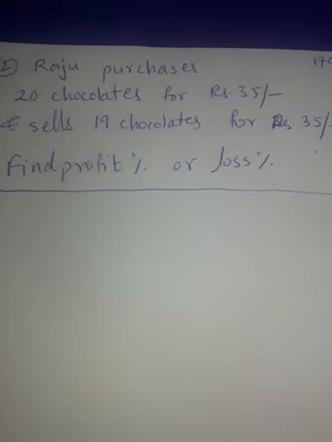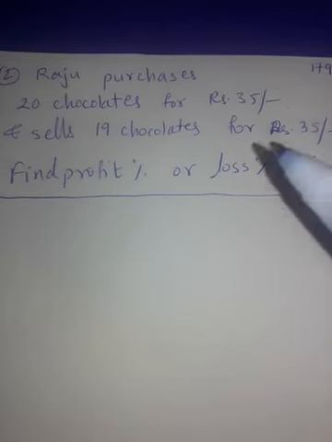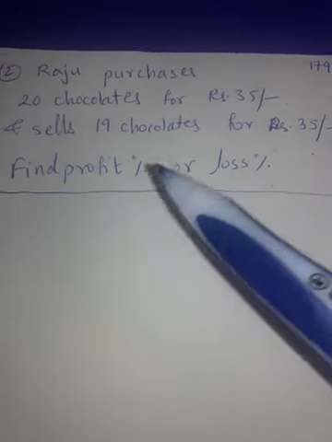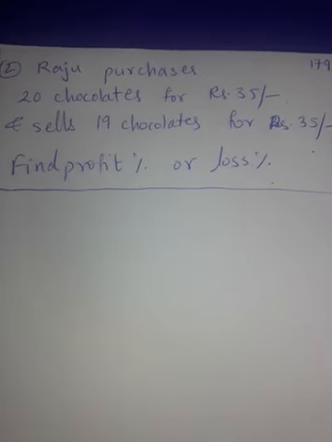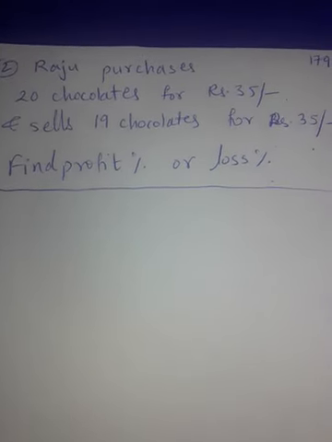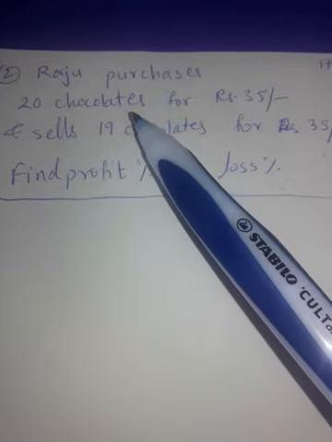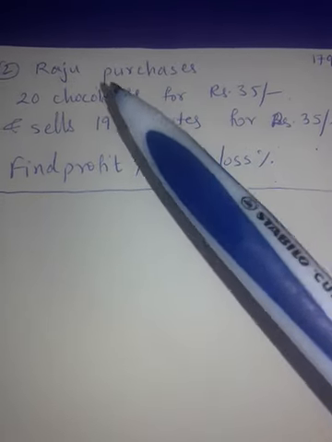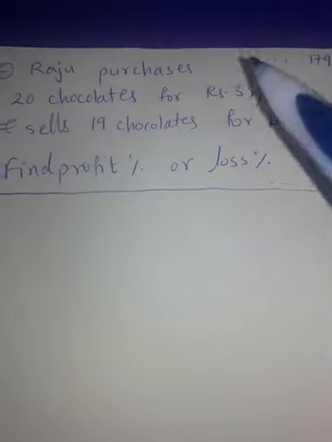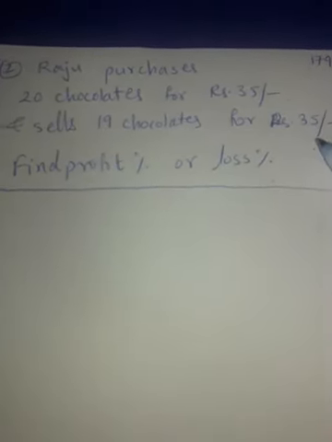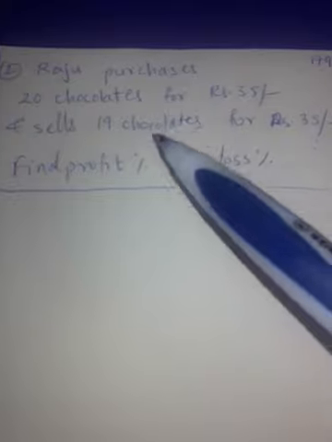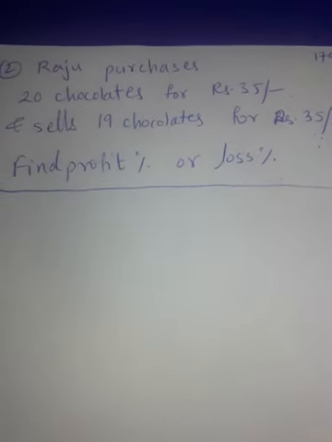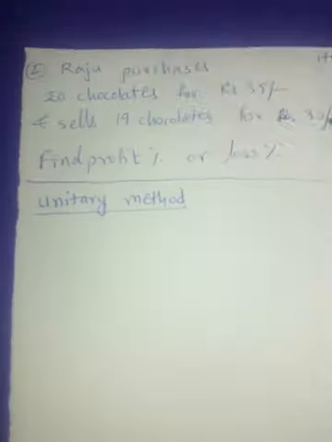When you need to compare profit or loss, and when you need to find profit percent or loss percent, the quantities should be equal. Always remember this. Here, the quantity he bought is 20 but he sold 19. The quantities are different, so we cannot compare the prices. The quantities should be equal, so first we will make them equal.